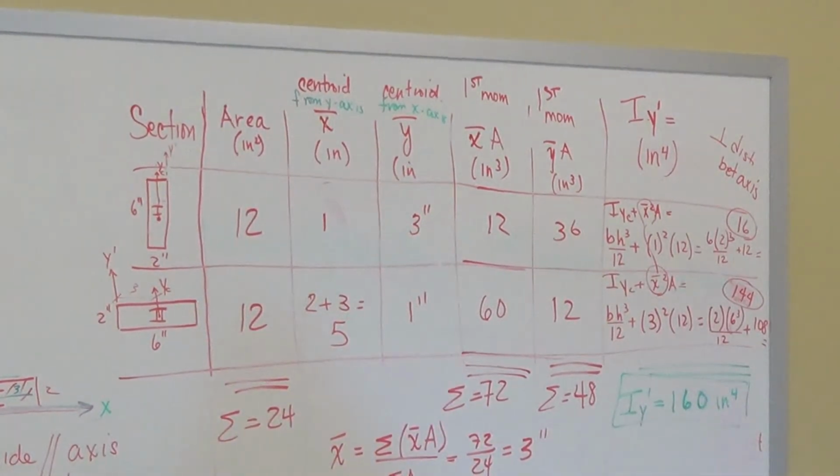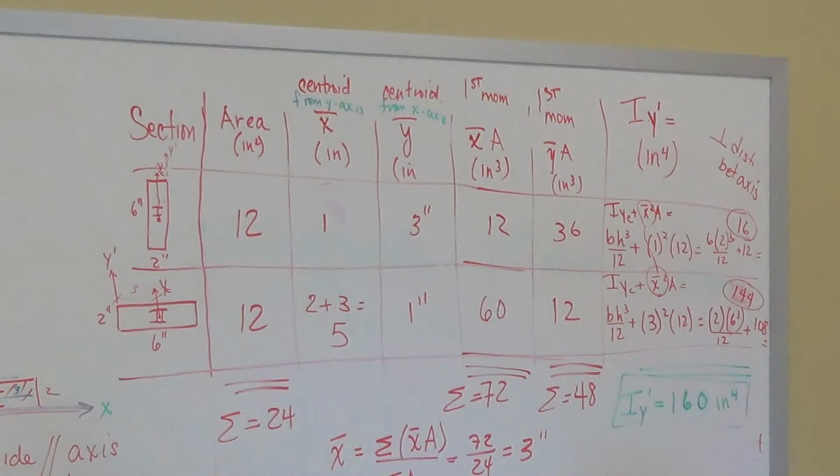Sam? So since our y prime is in between the two bodies, they're on different sides of the axis, would they not subtract from each other? Oh.